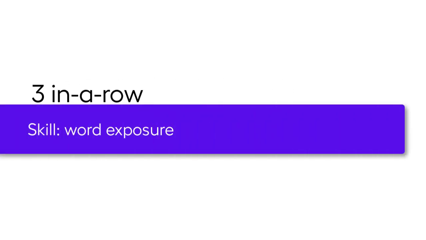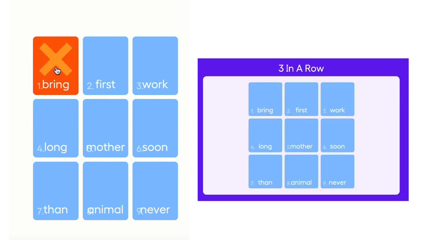3 in a row is a favorite activity for many students. This additional exposure to words will help encourage fluent reading and word identification. When you're ready to begin, determine who will be a cross and who will be a naught. Notice each box has a word. Your student can see the same words as you.